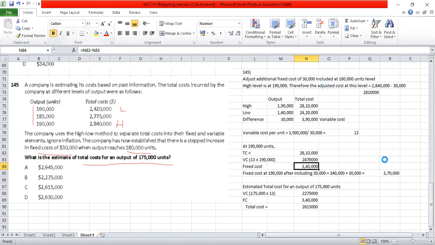What is the fixed cost at an activity level below 180,000? What is the fixed cost at an activity level above 180,000? Since we have selected the activity level at 190,000, we made the change here and brought it up to 370,000. But otherwise, if it is anything below 180,000, like this 175,000, we should go with 340,000.